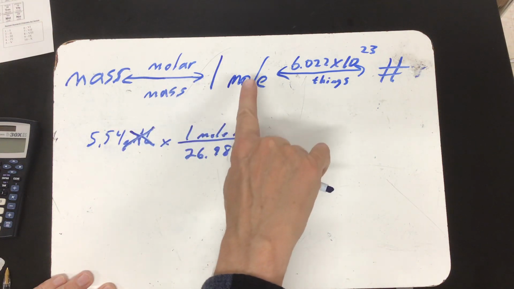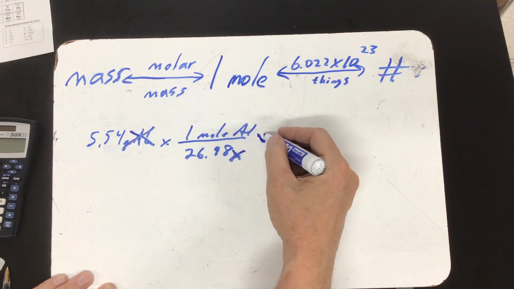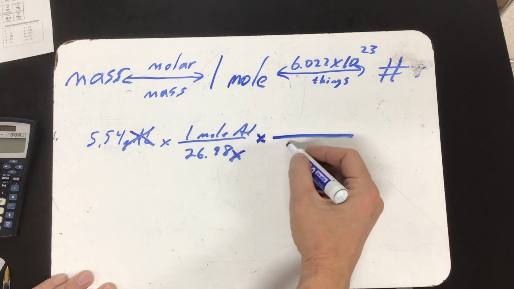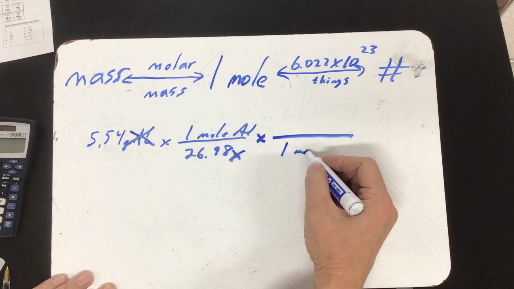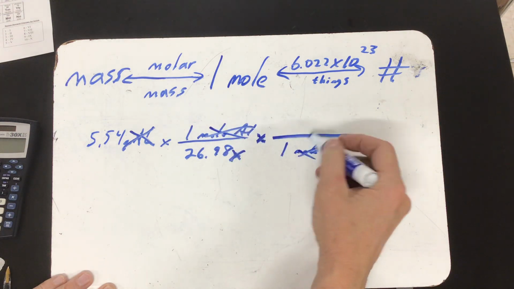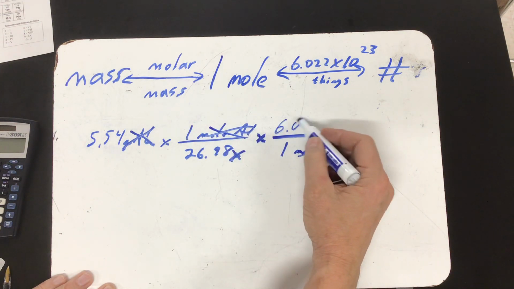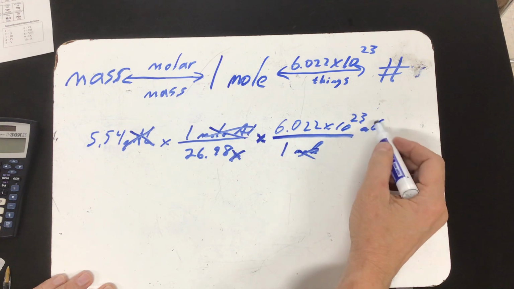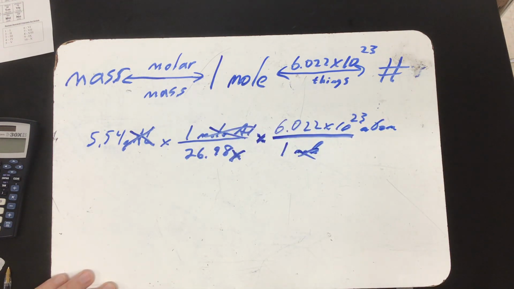Okay, so I can convert the mass of my chunk of aluminum into moles, and then I can convert moles to number of things using Avogadro's number. I already have moles in the numerator. I want them to go away, so I will put 1 mole in the denominator. Let the moles cancel. That is 6.022 times 10 to the 23 atoms or things. And then I can just get out my calculator and do the math.